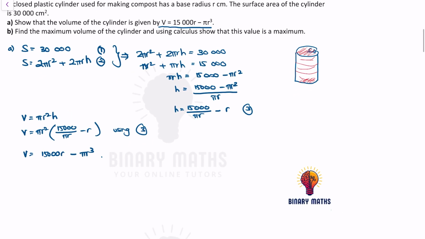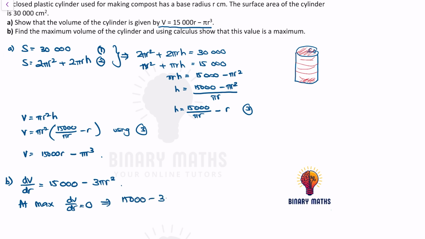Find the maximum value of the cylinder and using calculus show that this value is a maximum. Okay, so let's do the next part. So B, I've got V is equal to 15,000 r minus pi r cubed. So I need to first work out dV dr, because we got V in terms of r, so differentiate V with respect to r, which means I get 15,000 minus 3 pi r squared. Now we know at maximum dV dr is equal to 0, which implies 15,000 minus 3 pi r squared is equal to 0.